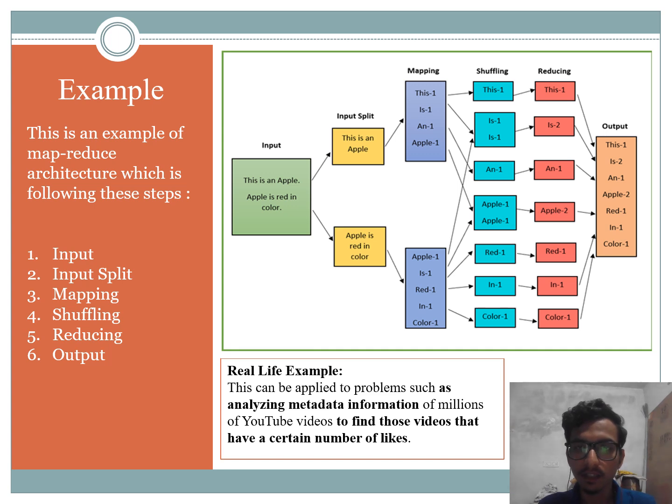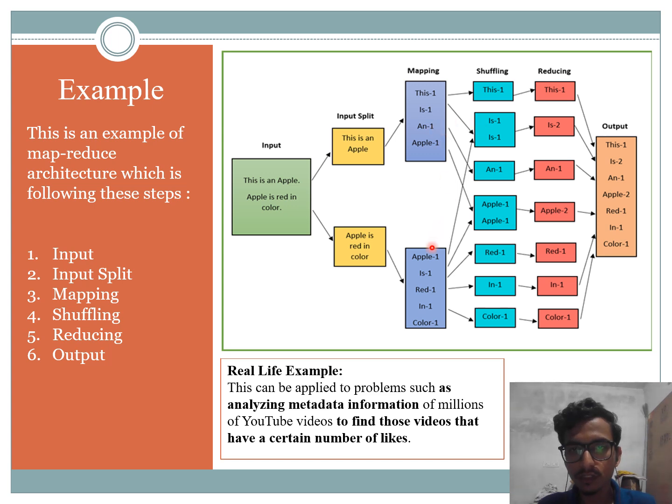This dividing process continues until we get a unit part. A unit is a single word. So this is an apple, and each word occurs one time. Here also, apple is red in color, and each word occurs one time. Then shuffling and reduce. These two stages come under the reduce part. In shuffling, we combine the words from the two different chunks.